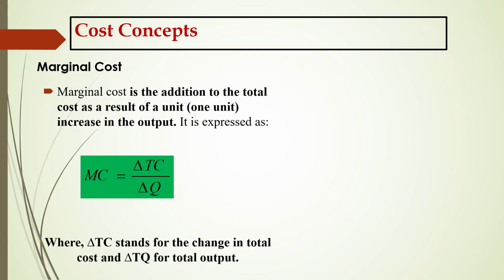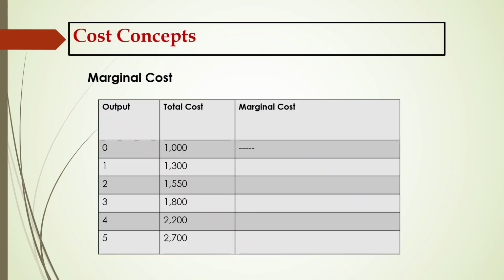It is expressed as marginal cost is equal to change. This is what we have written. It stands for change. This stands for change in total cost. So here you see marginal cost, what you should keep in mind. Marginal cost stands for change in total cost. What you should keep in mind, marginal cost, change in total cost. So I will explain you with this table again.